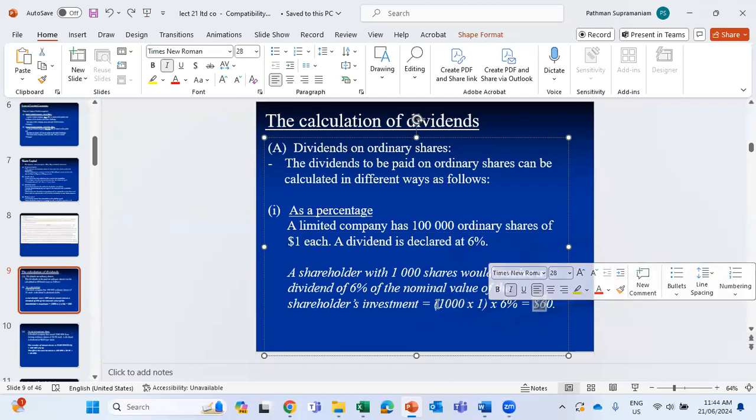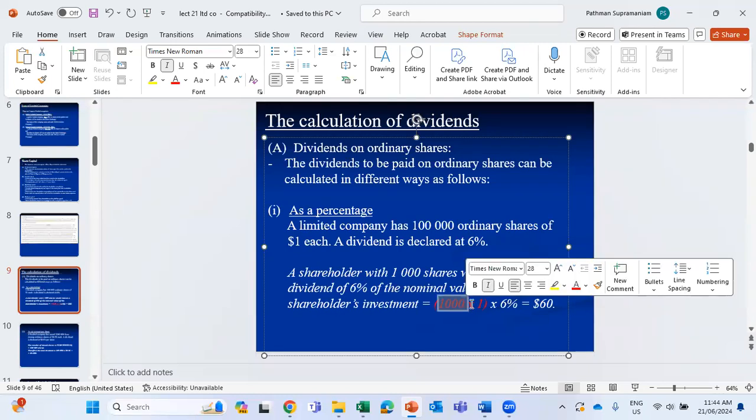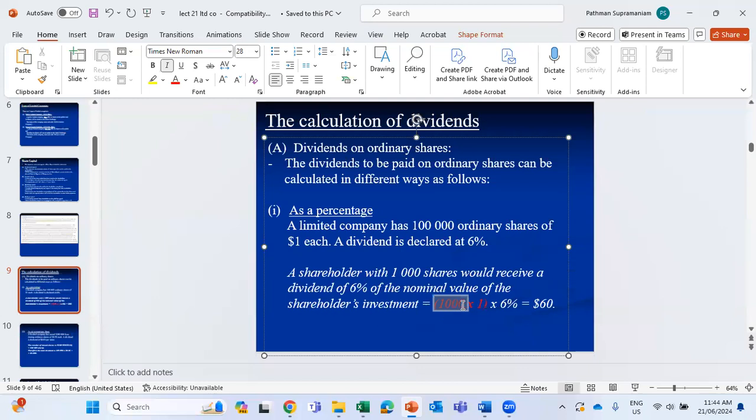This one here, which I'm highlighting now, is the share capital value, which is number of units times nominal value per unit. So this is dividend as a percentage of capital. Can you understand so far?